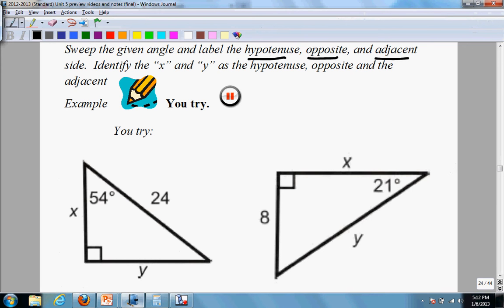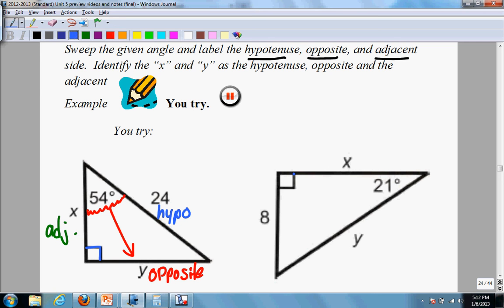Okay, so here, let's check. First, let's find our hypo. There's our right angle, which makes that our hypo. Now, here's our theta. We go across from our given angle. That makes y the opposite. And in this case, that makes x the adjacent.